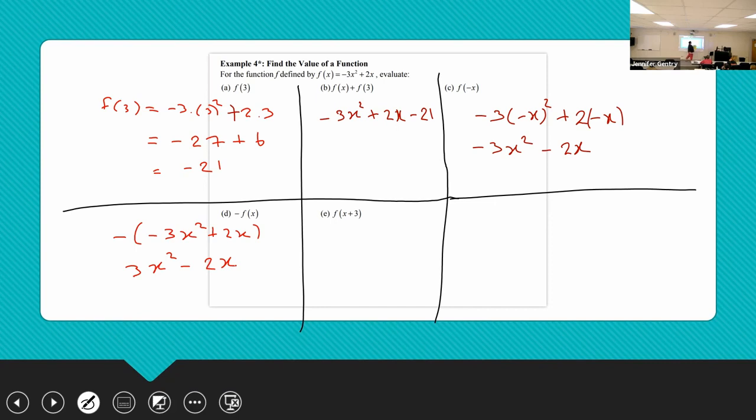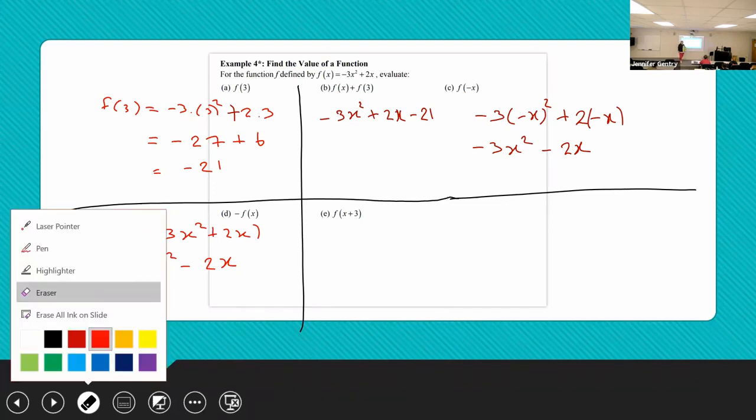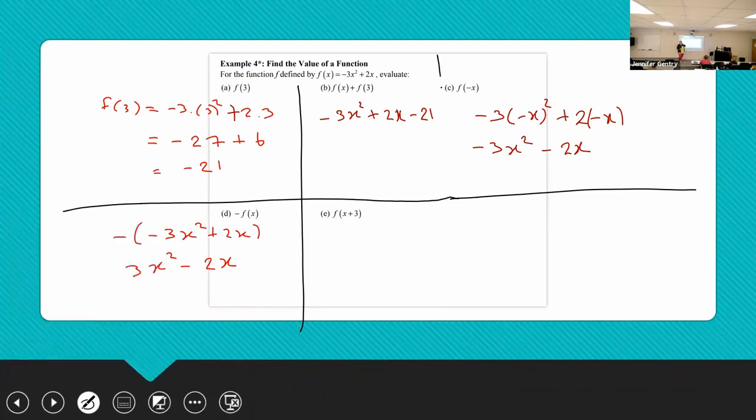Do you see the difference in what we did between C and D? For C, the negative went with the x, because it was inside the parentheses after the little funky f. Here in D, it was actually associated to the function. So we gave it to the whole function. Does that make sense? Slight difference.